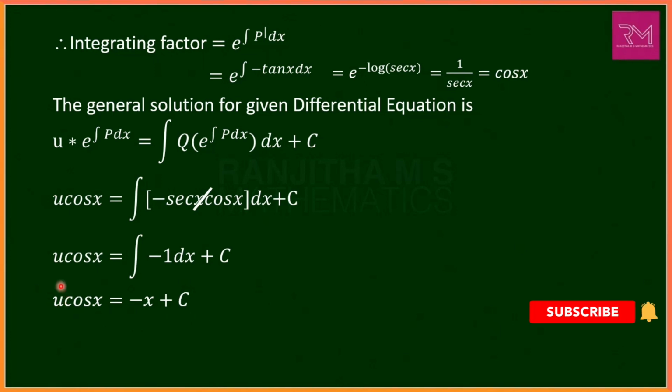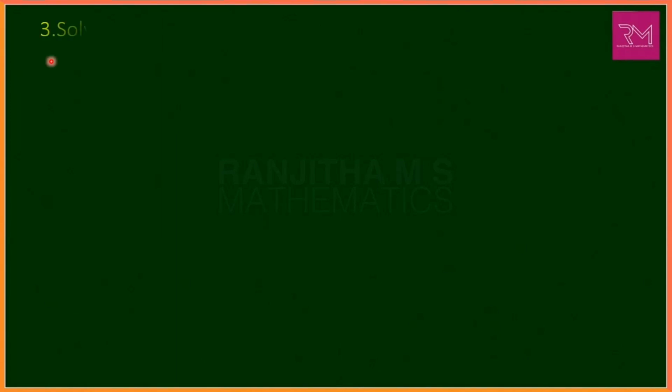Next step, substitute u value as 1 by y, we get 1 by y into cos x as it is. If we take this minus x to the left hand side, that becomes plus x, which is equal to c. This is the solution for the given differential equation. This completes the problem. Here is another problem.